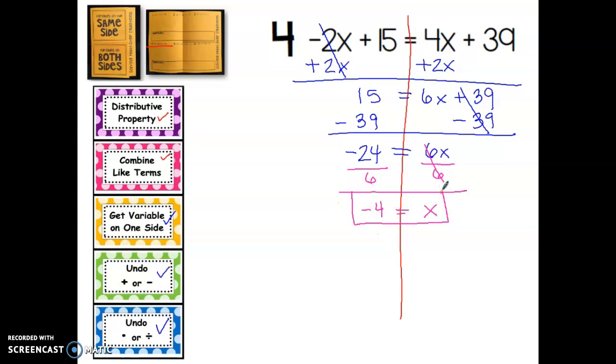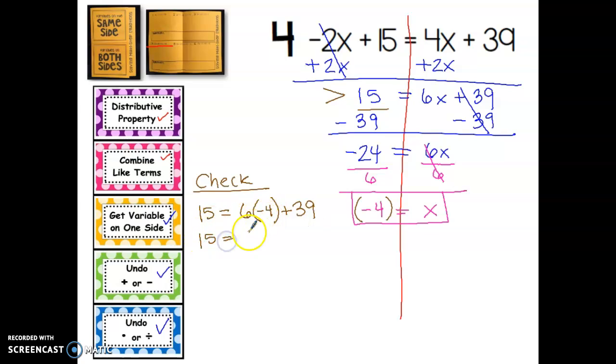You can do the check real quick if you'd like. Let's go ahead and do that. Check. X is -4, so I'm going to go ahead and take that and put it right into my two-step equation. 15 is equal to 6 times x, which is -4, plus 39. 6 times negative 4 is negative 24 plus 39.